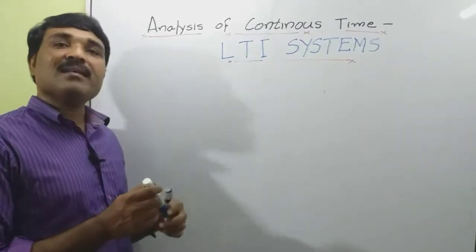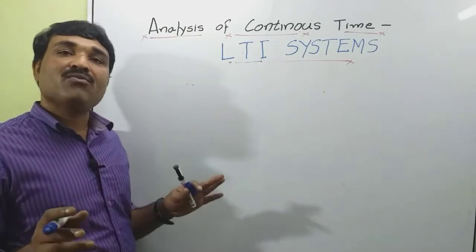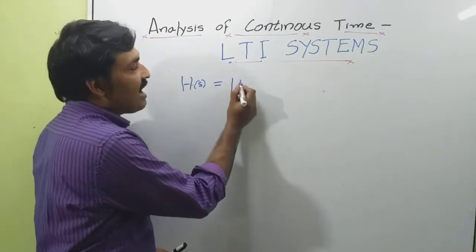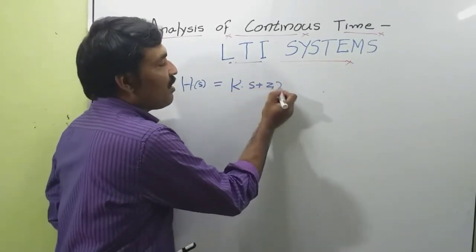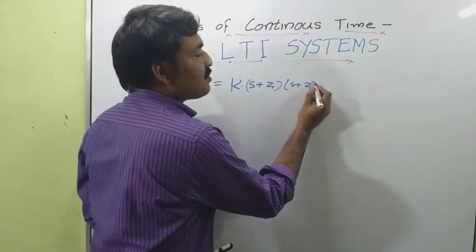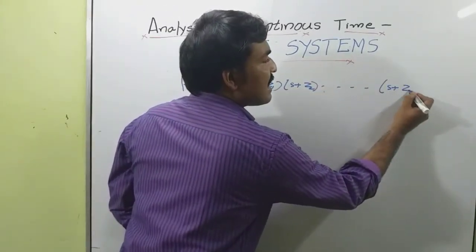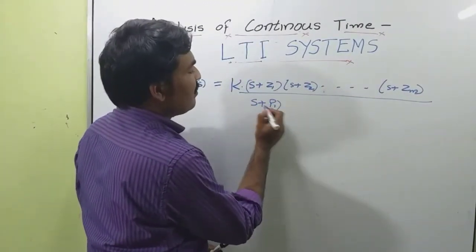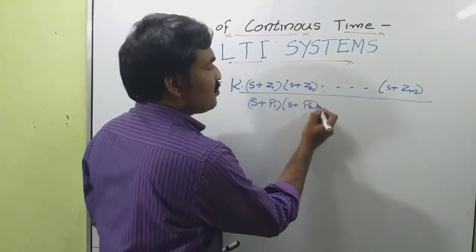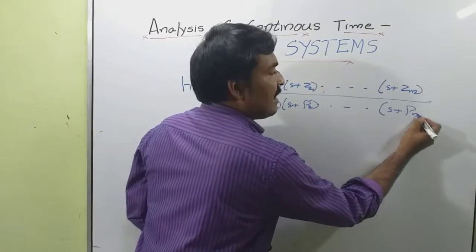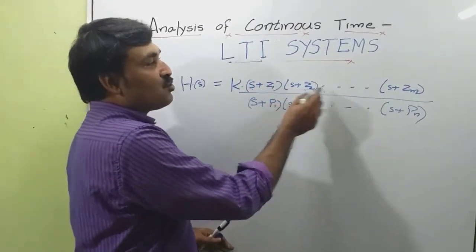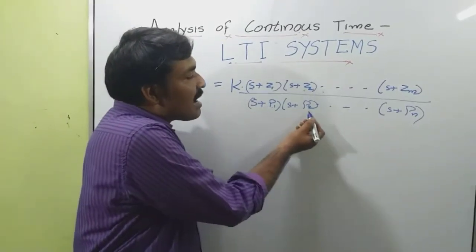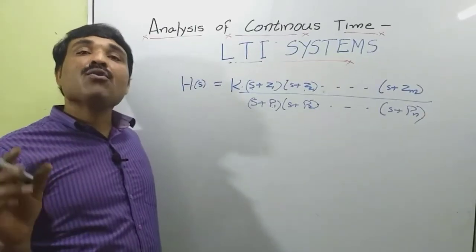Okay, now we can represent the transfer function in pole-zero form. That is, H(s) can be represented as a gain K times (s + z1)(s + z2) up to (s + zm), divided by (s + p1)(s + p2) up to (s + pn), where s = -z1, -z2, up to -zm are the zeros of the transfer function, and s = -p1, -p2, up to -pn are the poles of the transfer function.